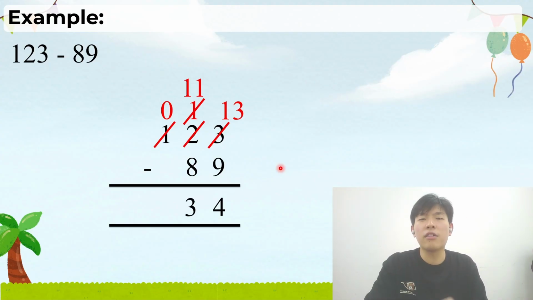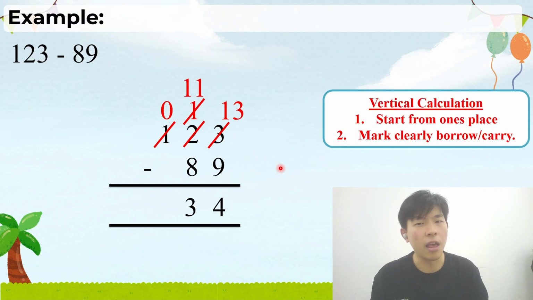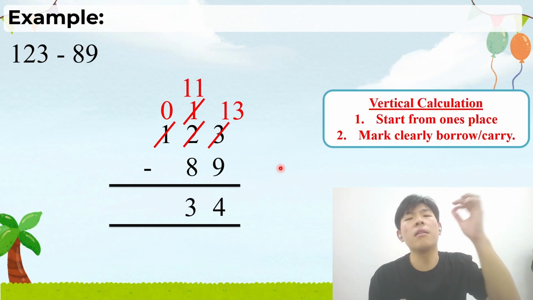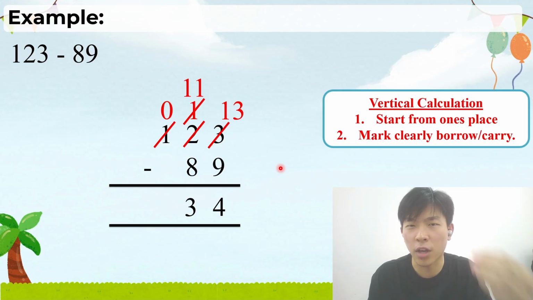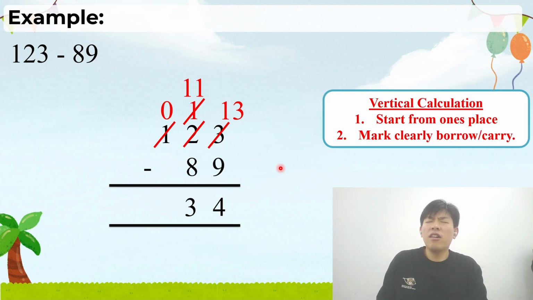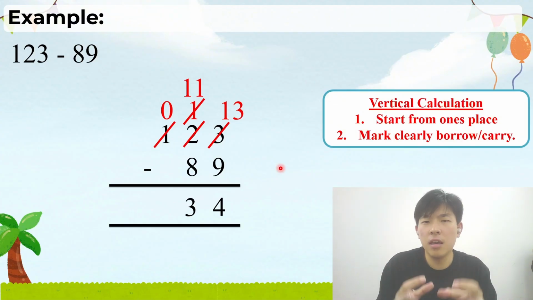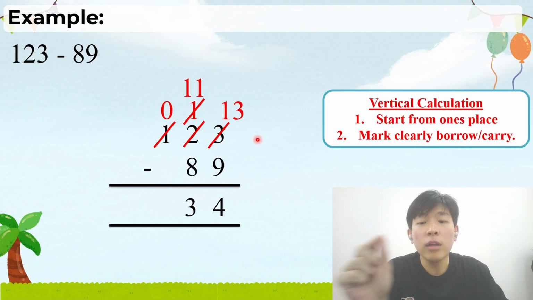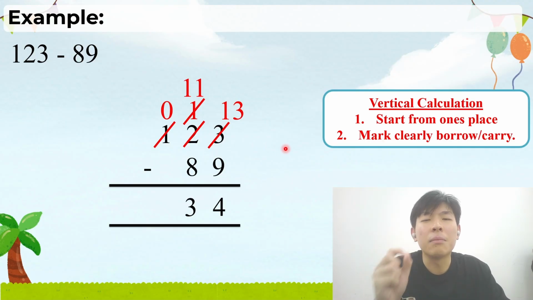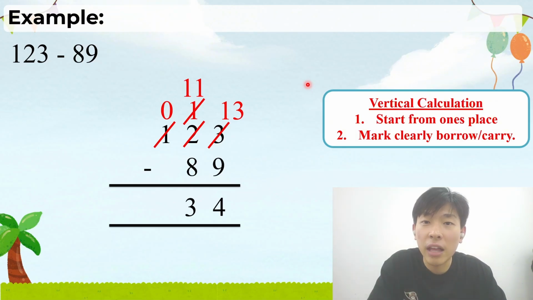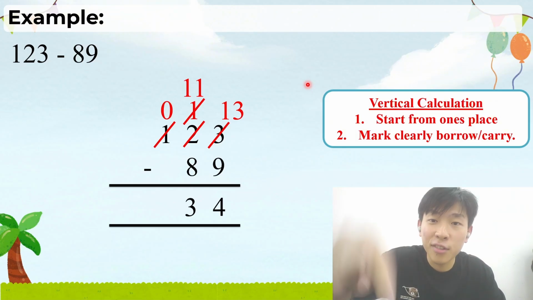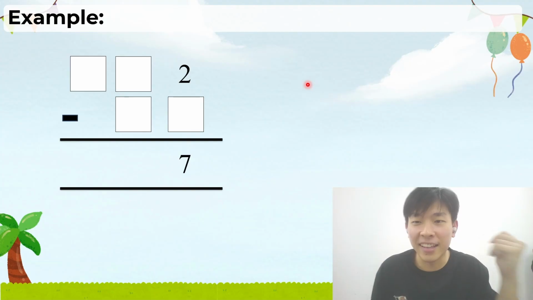So here, let's do a very quick summary of this particular calculation. First, you must start from the ones place and mark clearly your borrowing and carrying forward. Of course, this is not going to be the number puzzle. So what is a number puzzle? A number puzzle is where we have 1, 2, 3, and 8, 9, and what a number puzzle does is take away some numbers and replace them with empty boxes. We need to fill in those boxes exactly just like this.